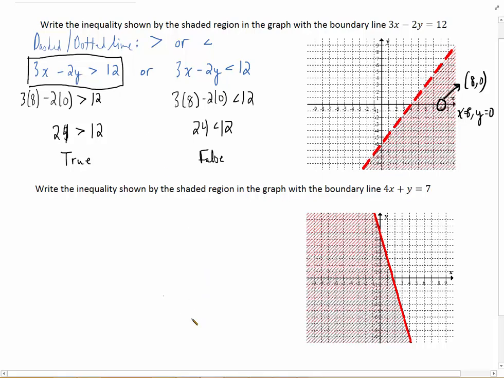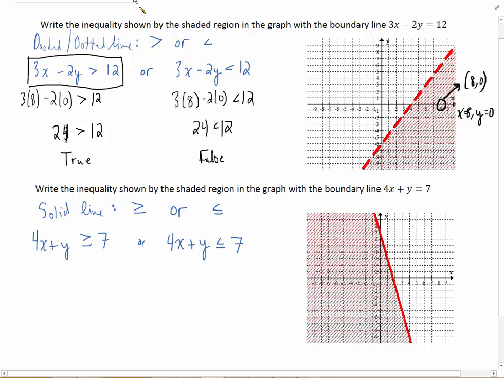Let's consider the second exercise here. Here we have an inequality with the boundary line 4x plus y equals 7. Now, since I see a solid line here, that tells me I either have a greater than or equal to, or a less than or equal to inequality. Since the boundary line is represented by the equation 4x plus y equals 7, my choices are 4x plus y is greater than or equal to 7, or 4x plus y is less than or equal to 7.